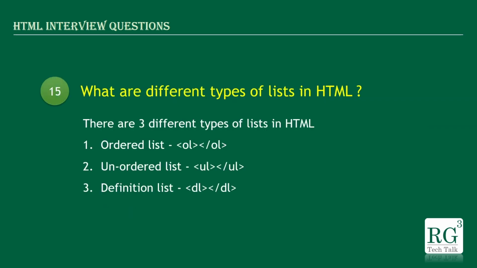Question number 15. What are the different types of lists in HTML? Currently, we have three different types of lists in HTML. Ordered list, which is represented by OL, and inside it you will have LI items. If you use this, it will automatically create numbers for each LI tag.